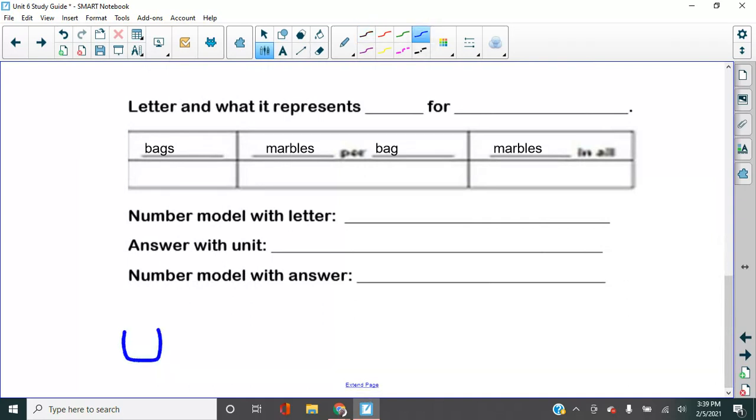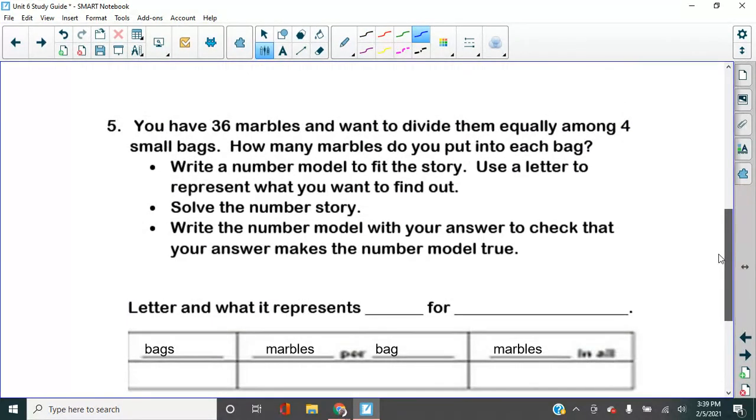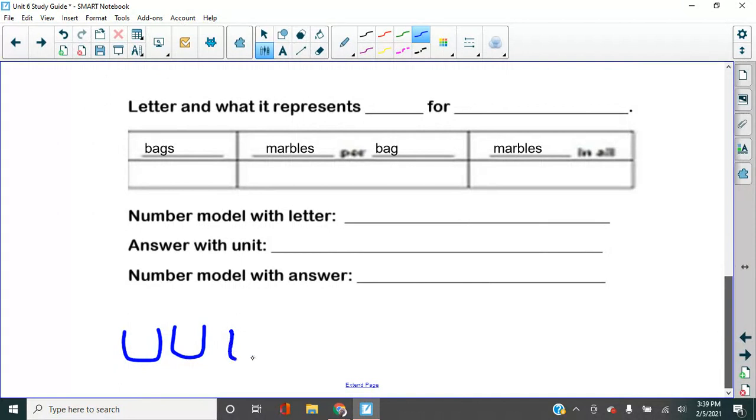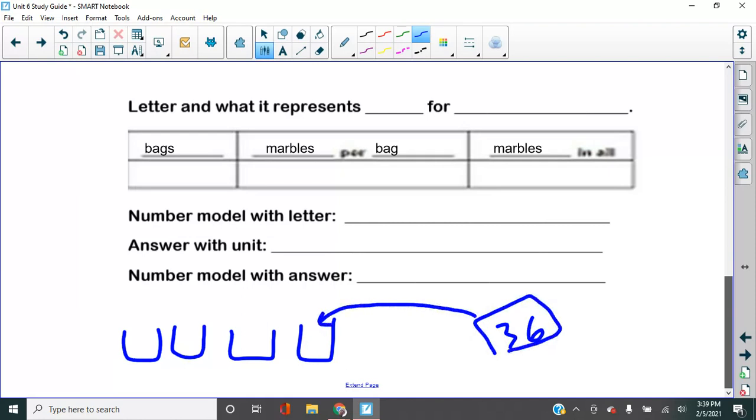So you've got a bag. We have, how many bags did we have? I already forgot. 4 bags. And we're going to put 36 marbles. I don't want to draw out 36 marbles. So I'm going to be putting these into these bags and doing so equally. This is a dividing problem, isn't it?